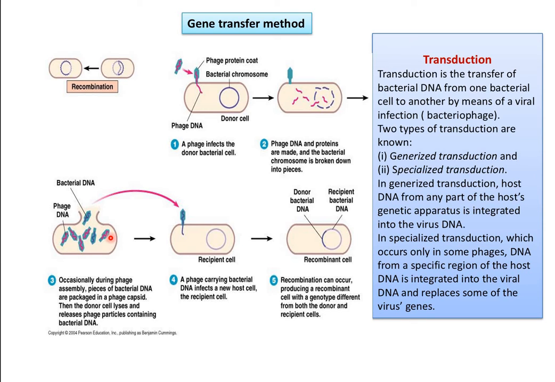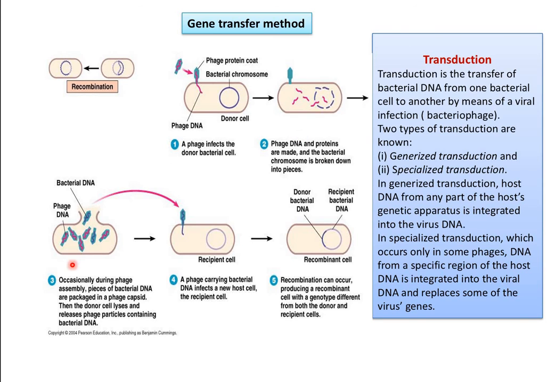In this figure we can see the bacterial DNA and the phage DNA. This is the phage protein coat, the bacterial chromosome, and the phage DNA entering the donor cell. So the phage infects the donor bacterial cell. Then in the second step, the phage DNA and proteins are made and the bacterial chromosome is broken down into small pieces.